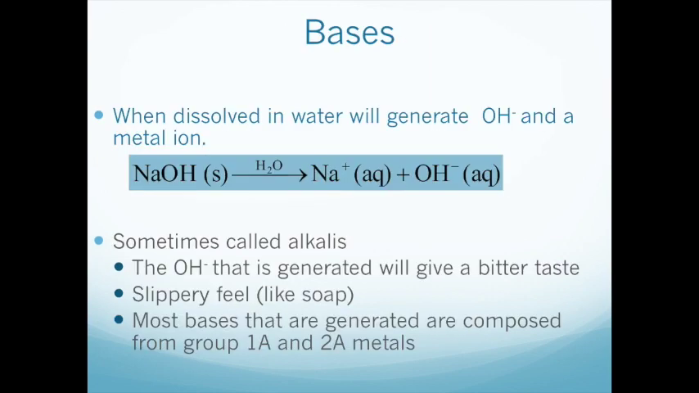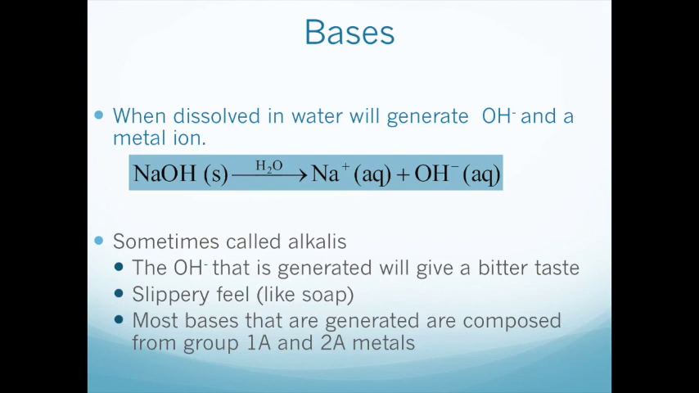Now, bases are compounds that when dissolved in water will generate OH minus anions and a metal cation. So, for instance, sodium hydroxide, NaOH, is a solid. When it's dissolved in water, it produces sodium cations in aqueous solution and OH minus anions in aqueous solution.